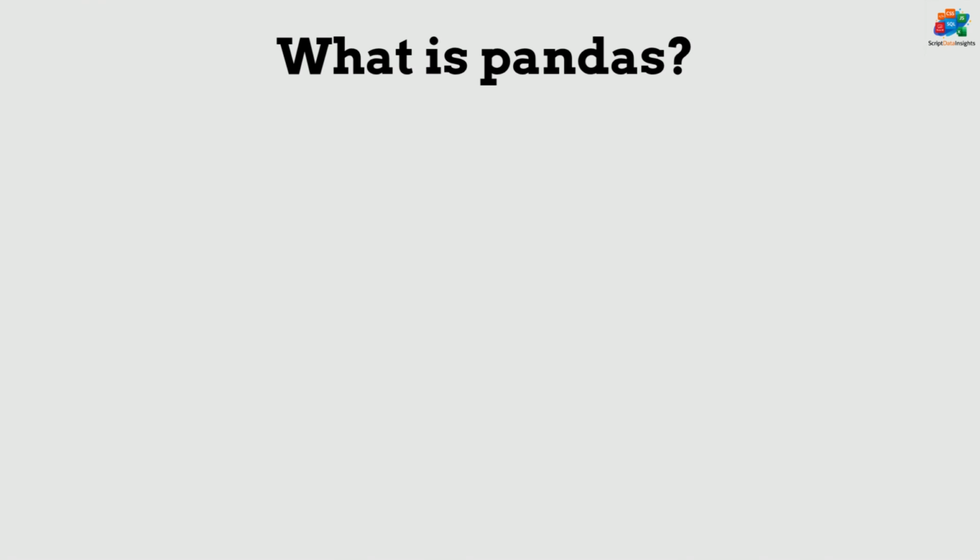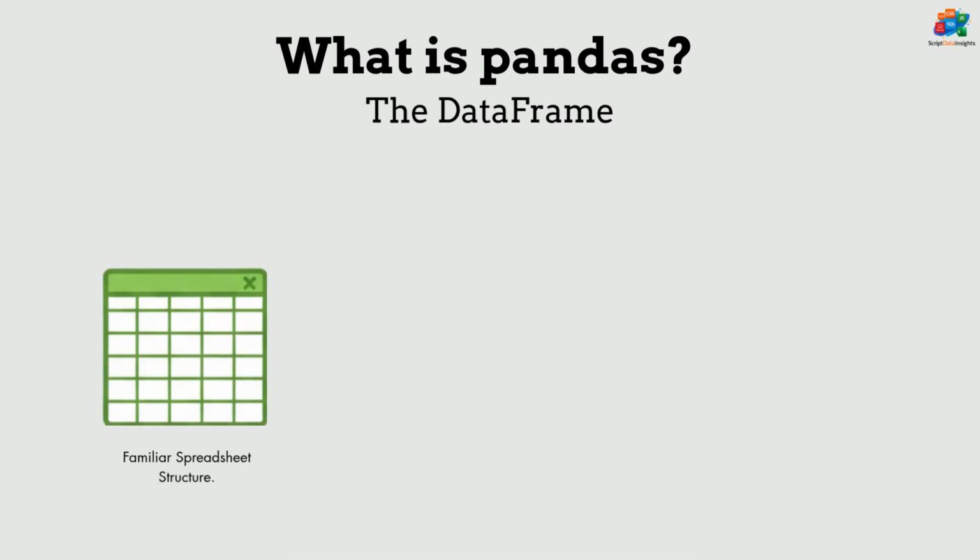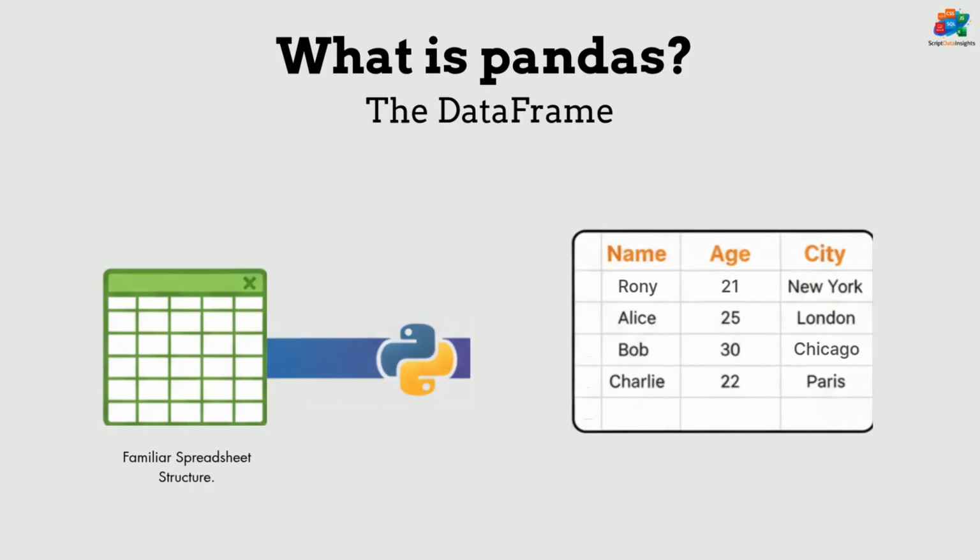So, what is Pandas? At its core, the Pandas library introduces a crucial data structure called the DataFrame. Think of the DataFrame as a powerful, flexible, and efficient way to represent the familiar structure of a spreadsheet or a SQL table directly within Python. It organizes data into labeled rows and columns, making it incredibly intuitive to work with names, ages, and cities, as you can see in our example table here.